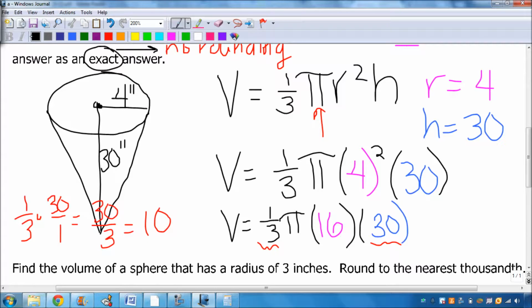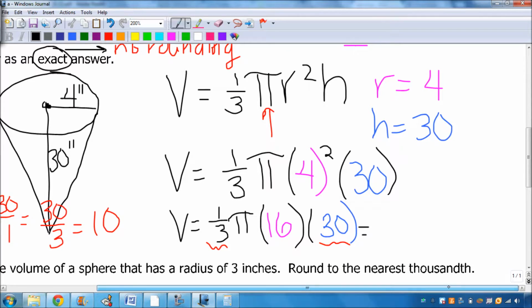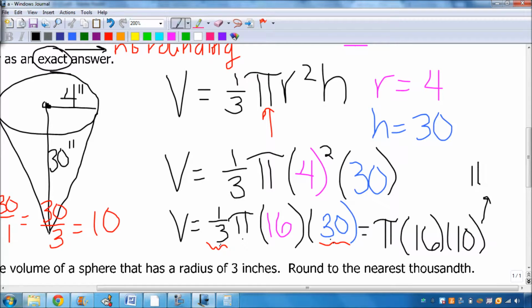So now I have a volume. Actually, let's not say 10 here. The 1/3 times the 30 becomes a 10, so we have a pi right here, we have our 16, and then 1/3 times 30 becomes 10, so I end up getting 16 times 10 right here, which is 160. Now when you write your answer out, you need to write it with 160 before you say the pi. And this is our exact answer because we don't have to do any rounding at all.